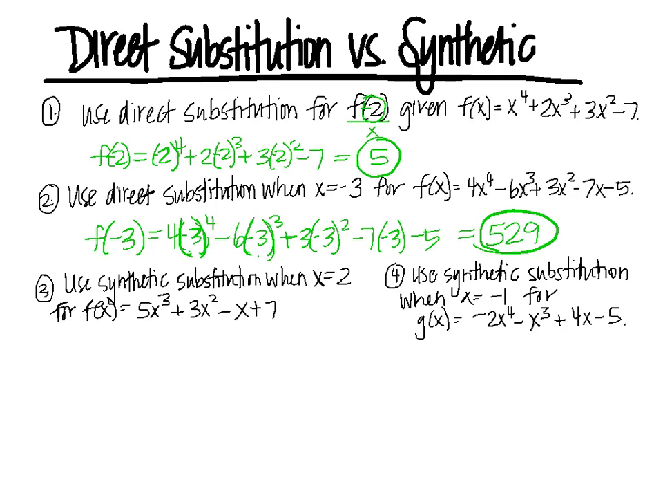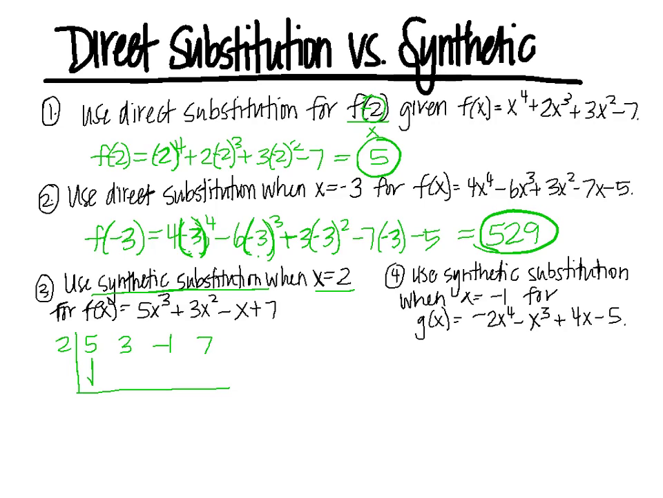This synthetic substitution basically brings us back to synthetic division, and we're going to get a similar answer. Okay, so if we gave you the value of 2 for synthetic division, we'd put 2 outside the box and we'd put our coefficients. 5 is the cubed term, 3 is the squared term, -1 is the single x term, and then 7 is our constant.